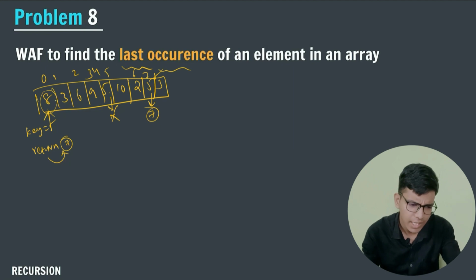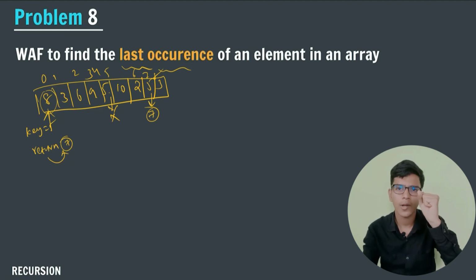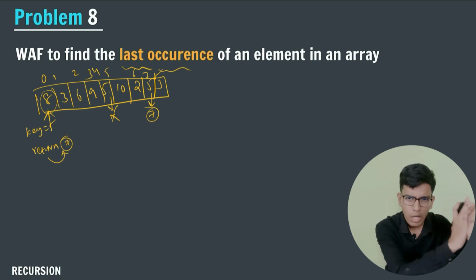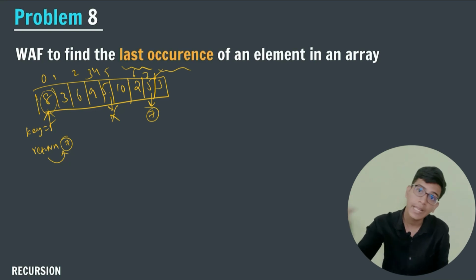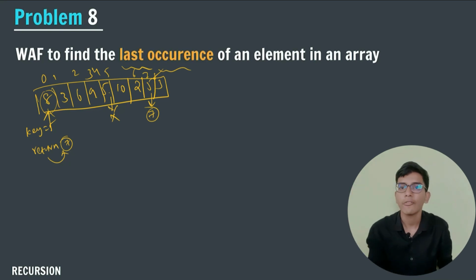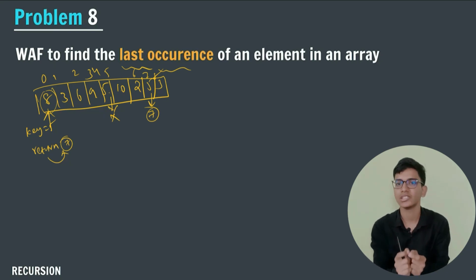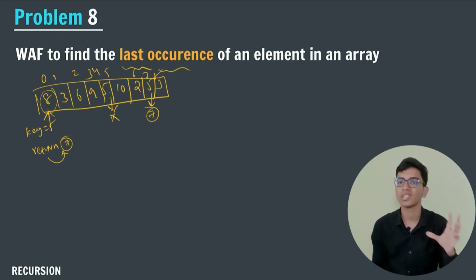Let us consider that the current element is 8 at my 0th index. I will not first check whether the key is equal to my current element or not. First of all I will check with the rest of the array. If it is present in the rest of the array, then I will print that particular index. If not, then I will check with the current element and print that index if it equals the key. So this is the minor difference between the first occurrence and last occurrence question. That's all.